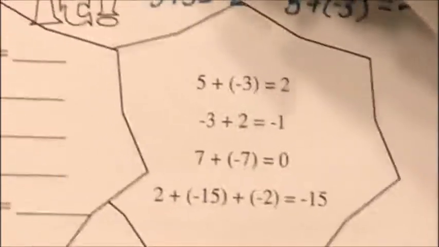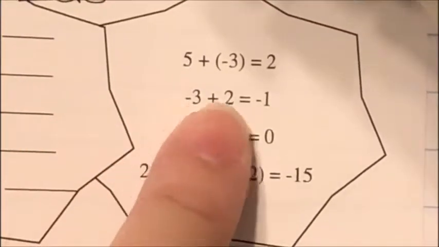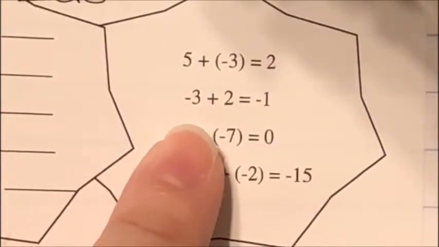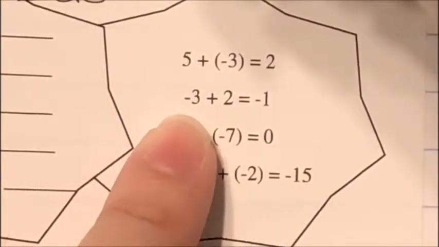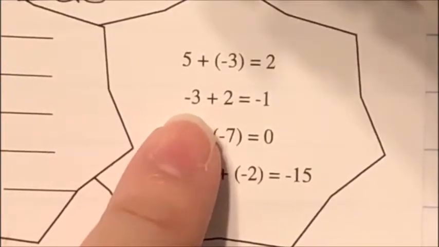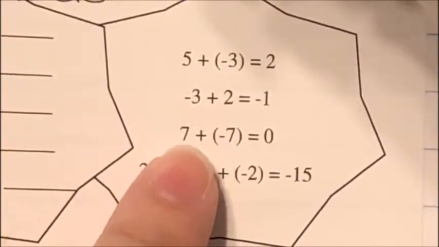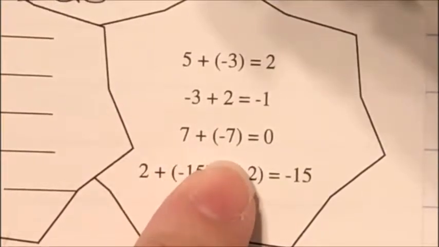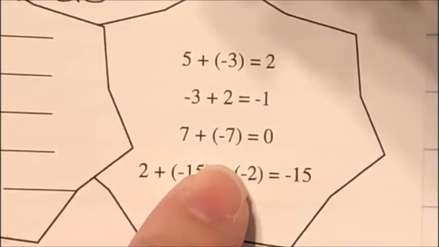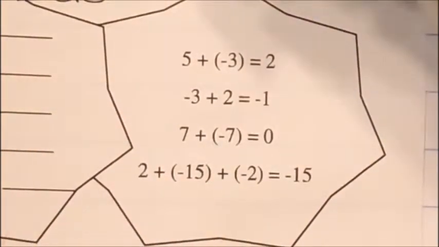Okay. Couple with different signs. So I have 5 plus a negative 3, which we've already done, is positive 2. Negative 3 plus 2, well, they're different signs. 3 minus 2 is 1. 3 is bigger, so I have a negative. 7 plus negative 7, these are additive inverses of one another. So when I subtract them, 7 minus 7 gives me 0.